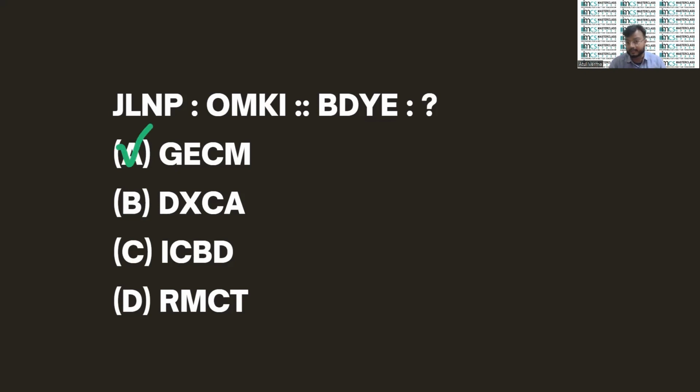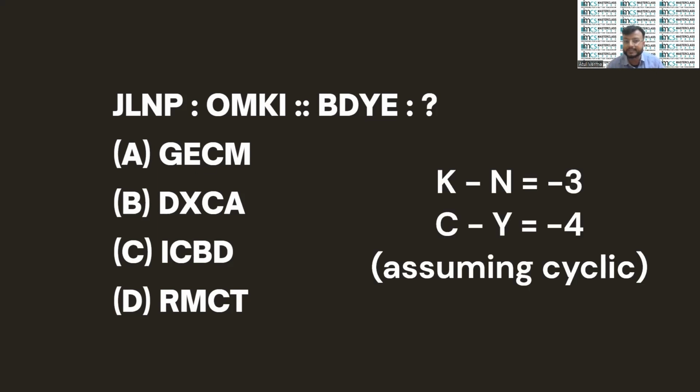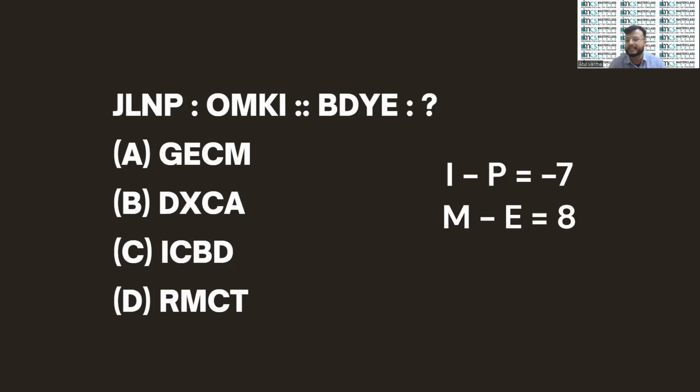However, this is where partial logic can hurt us. This is where it can lead to a reduction in marks. If you see, the same logic cannot be applied for the next set of letters. N and K have a difference, but that difference is nowhere close to the difference between Y and C. P and I have a difference, but that difference is nowhere close to the difference between E and M. Hence, A is not the correct option.